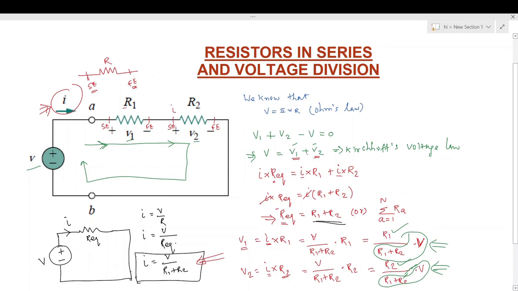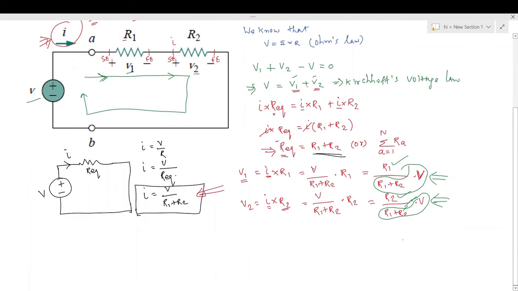So from this we can come to a conclusion that the individual element's voltage drop will be based on its resistance value only. So in this series connection we need to note 3 points. First one is, current through all resistors is same. This is only applicable for series connection.